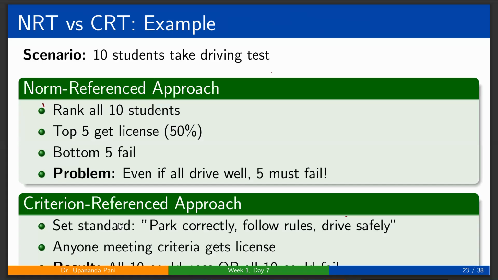Here is one example that will clarify your doubt. Scenario: 10 students take a driving test. The norm referenced approach is you rank all 10 students, the top 5 get the license, the bottom 5 fail. The problem is, even if all drive well, 5 must fail. The criteria referenced approach is to set a standard: park correctly, follow rules, drive safely. Anyone meeting the criteria will get the license. So that is how.